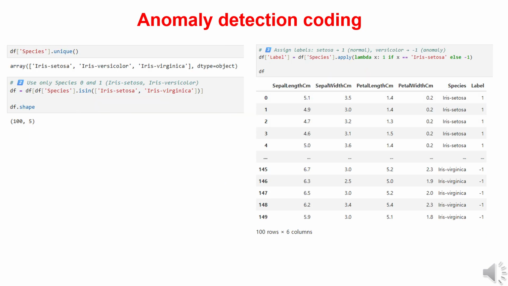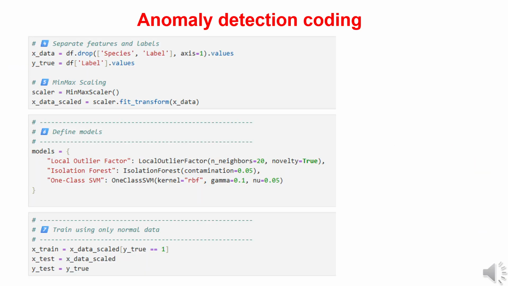By using the unique command, we can check the species included in the dataset: Setosa, versicolor, and virginica, a total of 3 types. Each species contains 50 samples, so if we select only Setosa and virginica, we'll have 100 data points in total. Among these, we'll label Setosa as 1 representing normal data, and virginica as -1 representing outliers. After this labeling step, you can see that the new label column has been created, where Setosa is marked as 1 and virginica as -1.